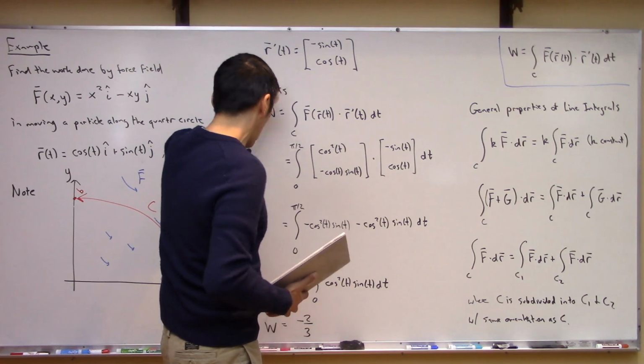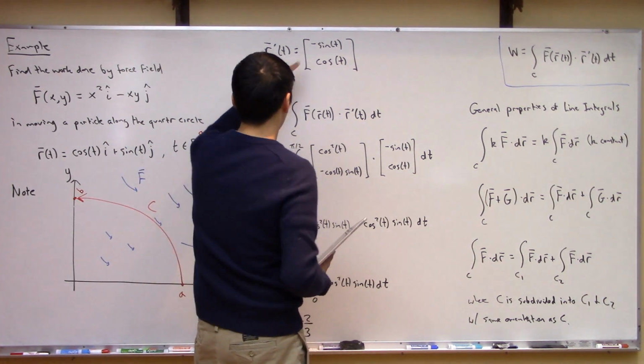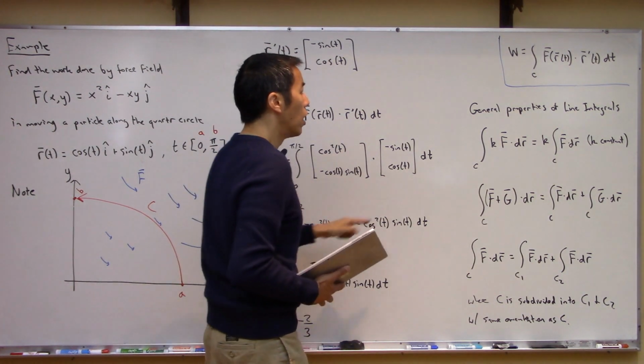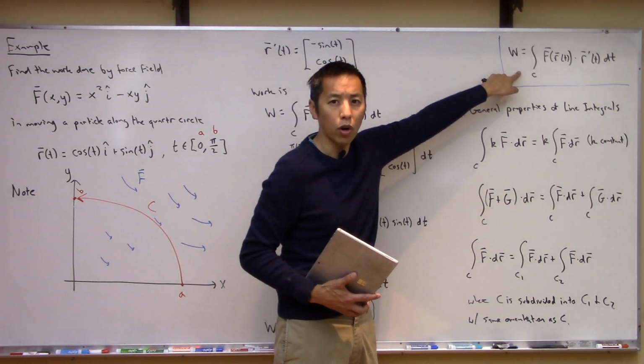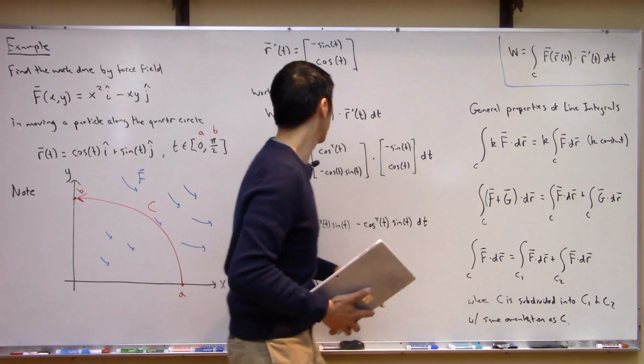Right off the bat, we can get r prime, right? I'll just take the derivative of the x component and the y component. So here we go. Here's r prime of t, right? It's negative sine and cosine, okay? So I left our expression here for our work over here in the top corner. Let's just start plugging in terms to this, okay?